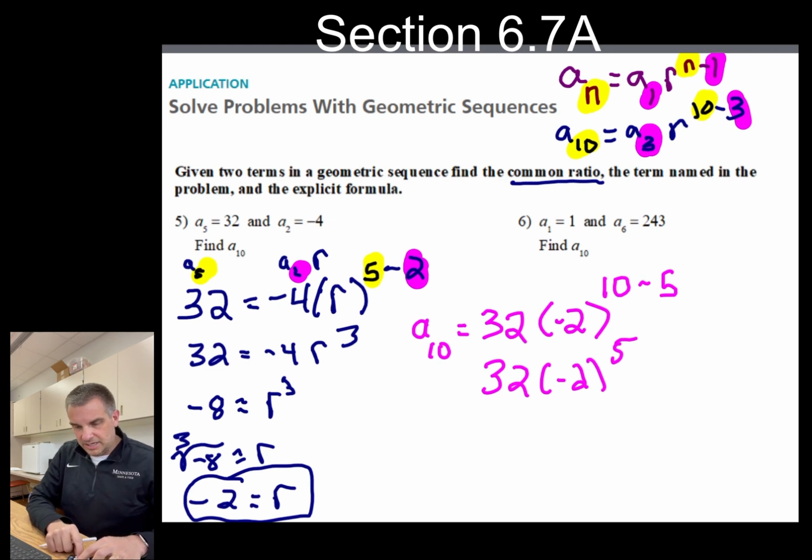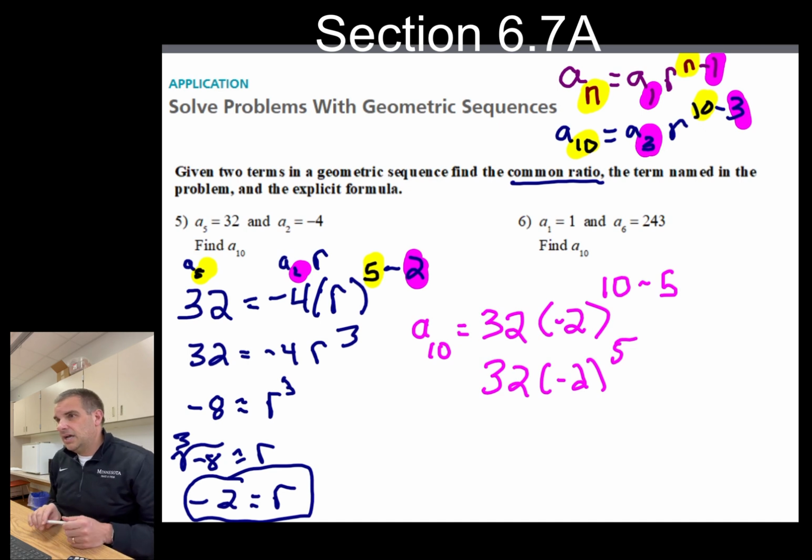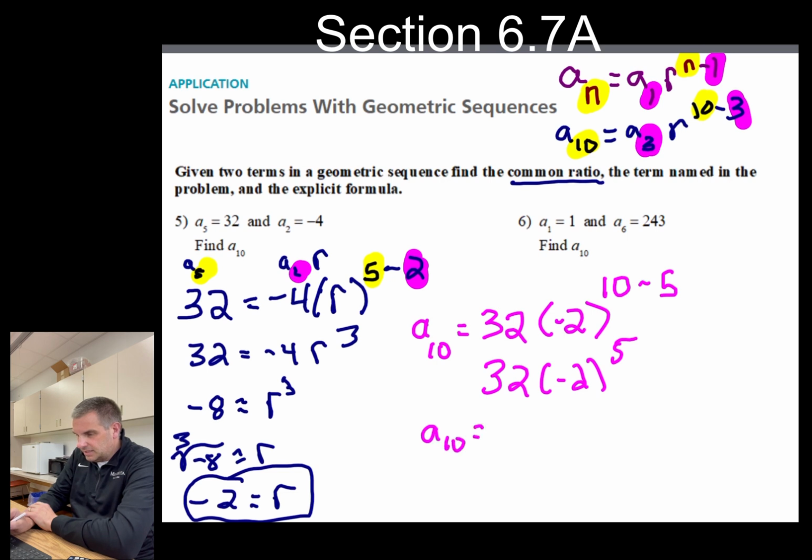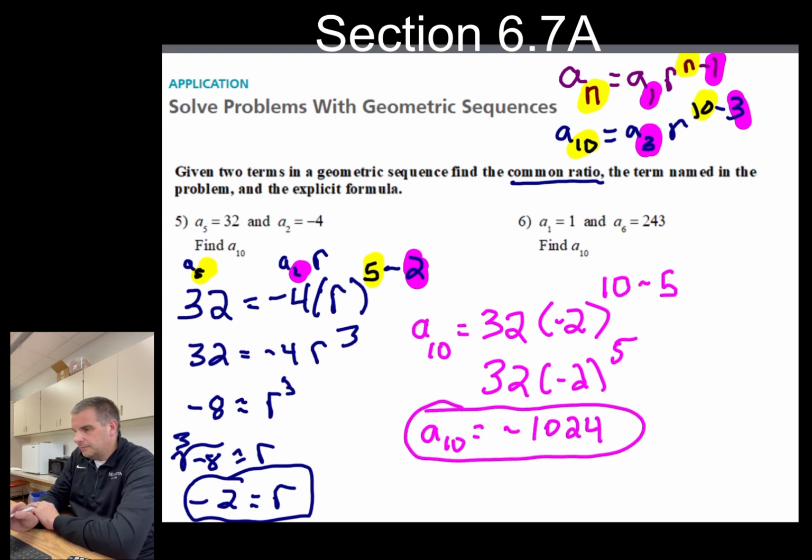Make sure you put that -2 inside of parentheses. Take that to the 5th power. Take that times 32, and you get -1024. A of 10 is equal to -1024. Okay, so there's our 10th term.